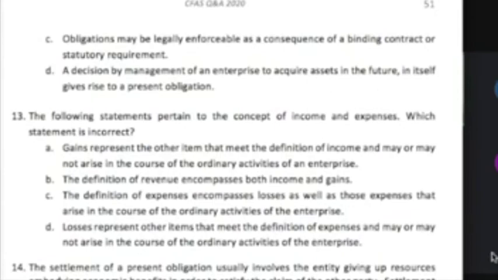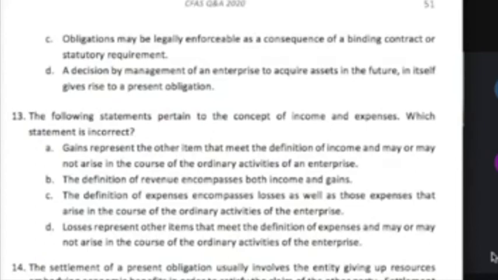You would always be tested with letter B. You would be asked to recall which one is broader, income or revenues. But for letter C, class, there's no reason for you to be confused because if we try to simplify letter C, it just tells you that expenses includes losses and expenses. Expenses is part of expenses. Expenses encompasses expenses. That statement alone is confusing already, so you will never be tested on that concept in the exam.